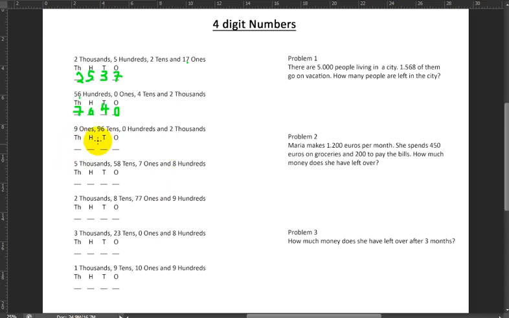Next up, we have 9 ones. Okay, good. We can do 9 ones. Where's the tens? 96 tens. So I'm going to put the 6 in the place of the tens. And then what do we have? We have 0 hundreds plus 9 that I carry over makes 9. And then 2000s. So I get the number 2,969.